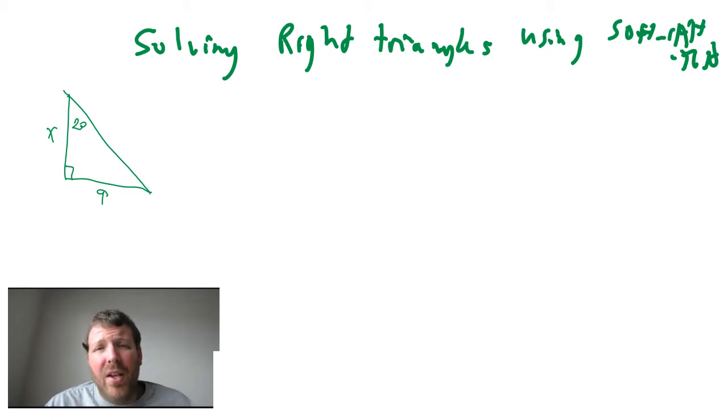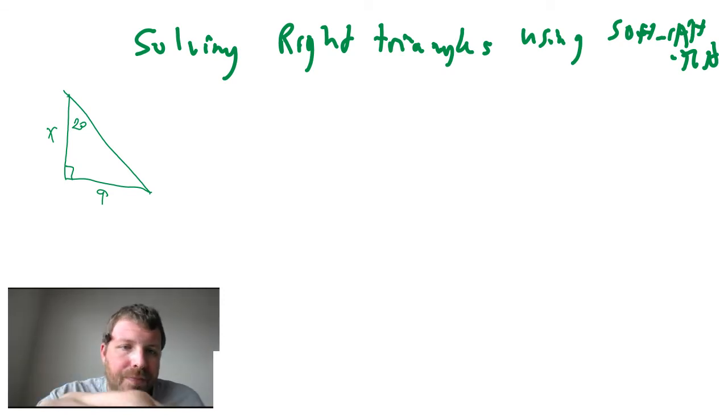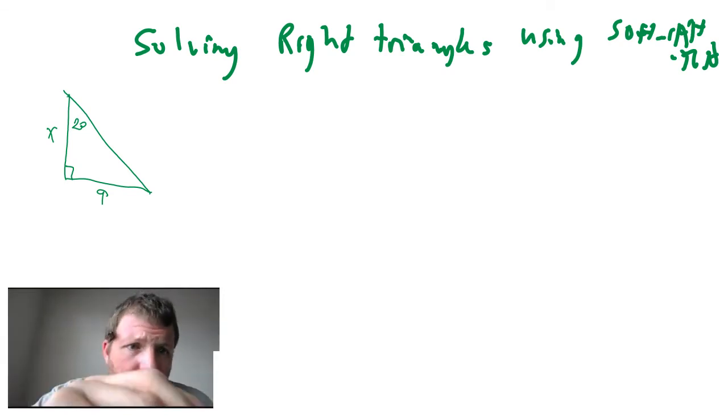Okay, so I can't use the Pythagorean theorem because I don't have the other side length. I can't use 30-60-90 or 45-45-90 because I don't have those measurements, right? So we have to use SOHCAHTOA. And so this is the way you do it.